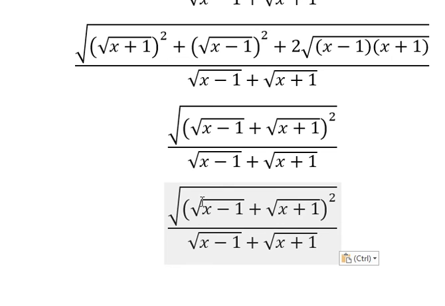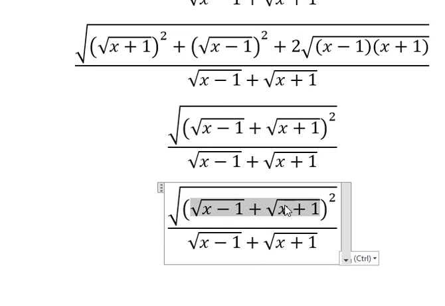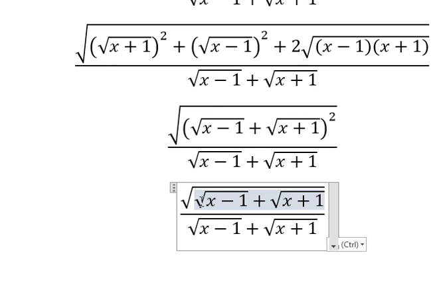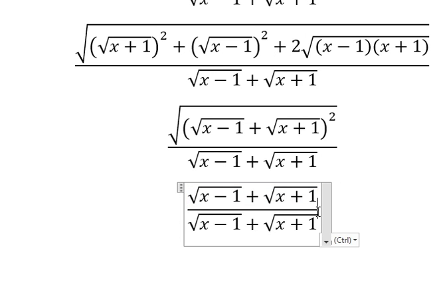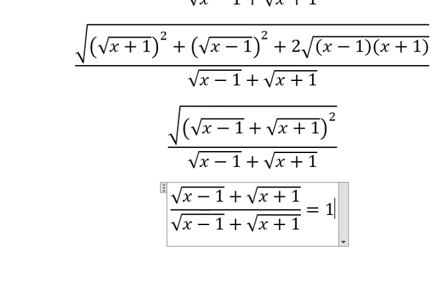We know that the square root and the power of 2 cancel each other, and you get this one left. Now this one divided by this one, and you get number 1. And this is the final answer.